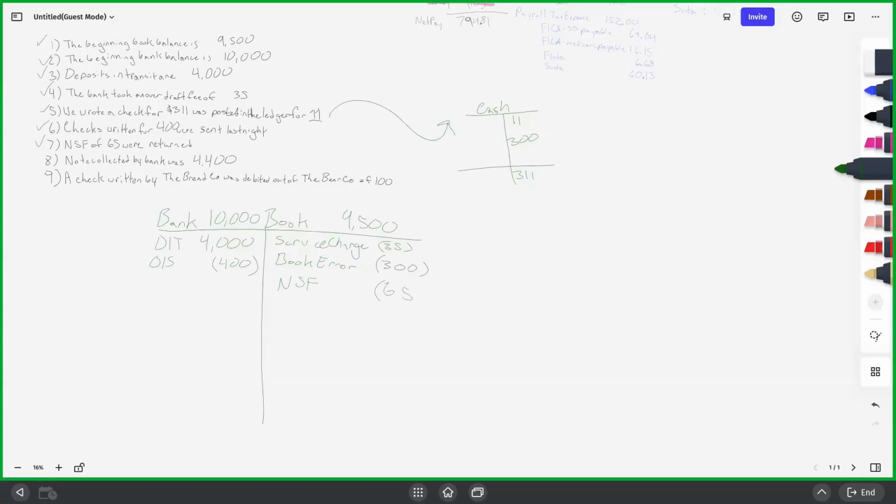Any questions so far? All right, note collected by bank was 4,400. Now who gets this? The book. We add or subtract?